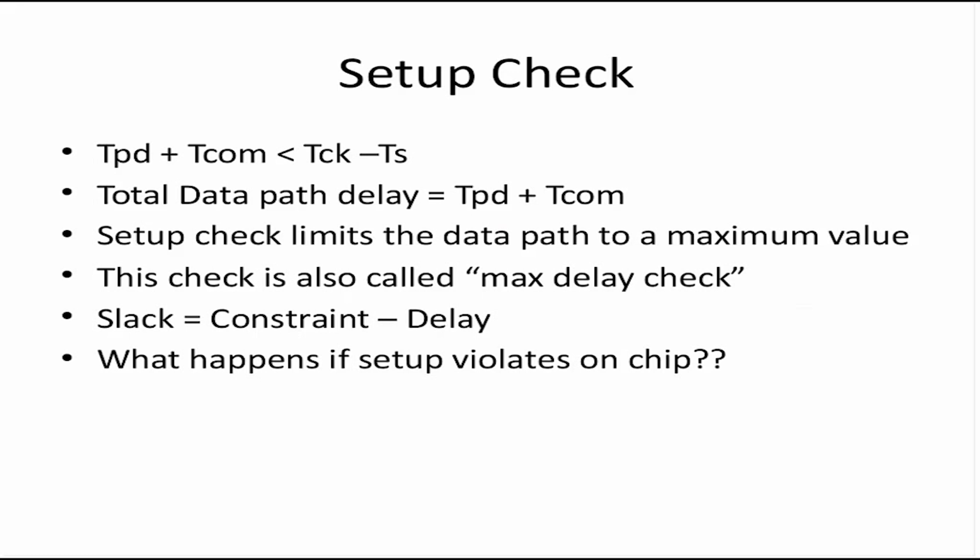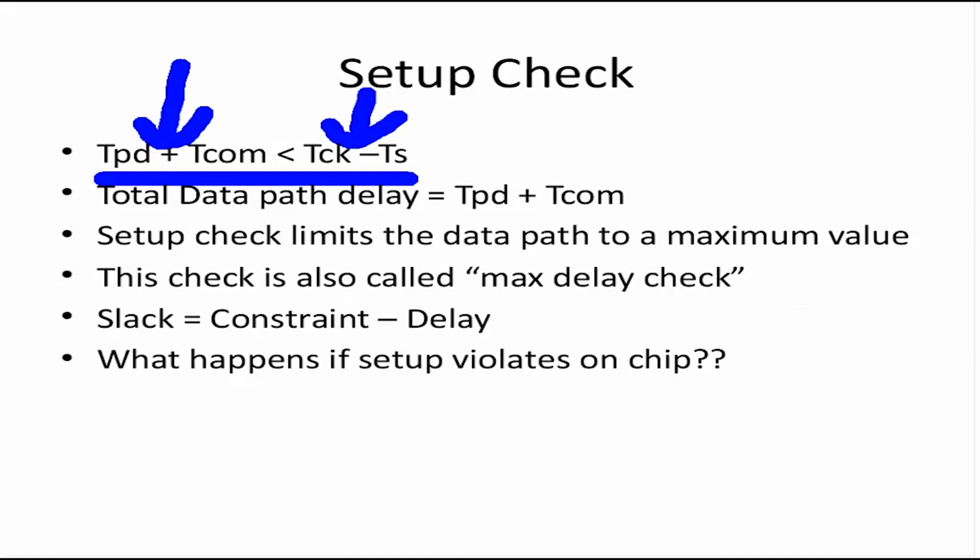So the total path delay is TPD plus TCOM. It is called the path delay: combinational delay plus the launch delay of the sequential element. Now look at this equation. The left hand side is the path delay, and this side is the constraint. The equation is of the form path delay less than constraint. Since it is less than constraint, TCK minus TS is nothing but the maximum value that the path delay can have.